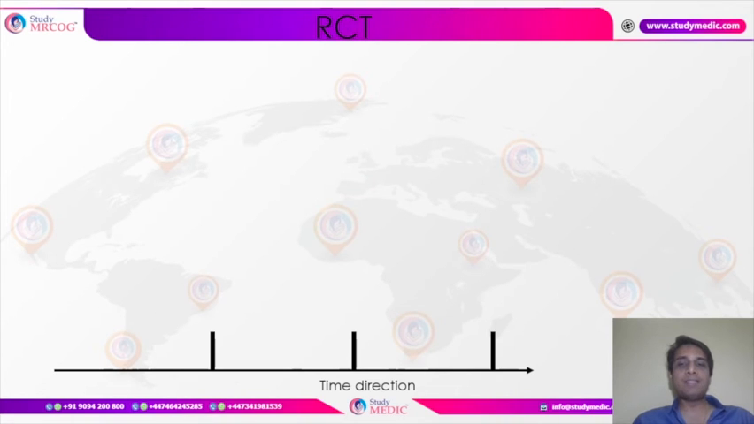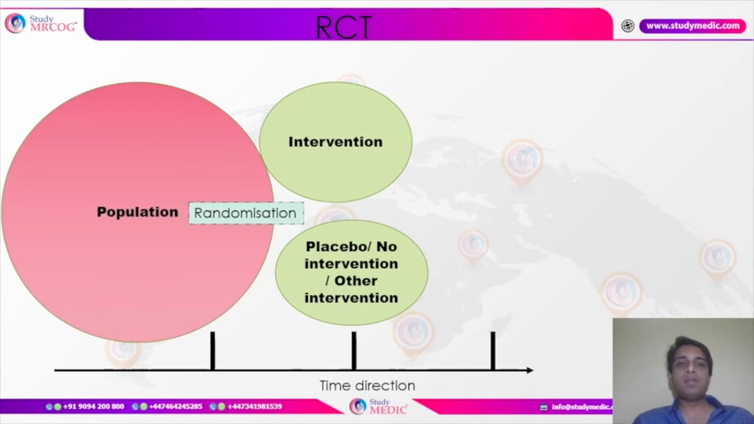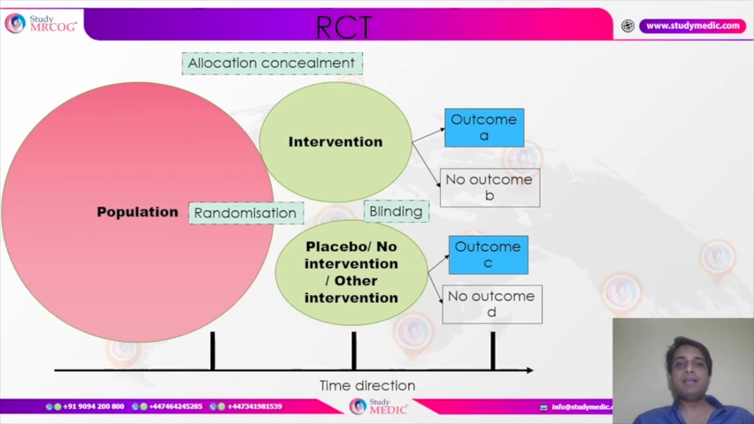Coming to randomized control trials. Here from the population, we randomly allocate people to intervention or non-intervention arm, and there is an allocation concealment. Then there is blinding, and then we follow them up to see how many of them develop the outcome or not in both the intervention and non-intervention placebo arm.